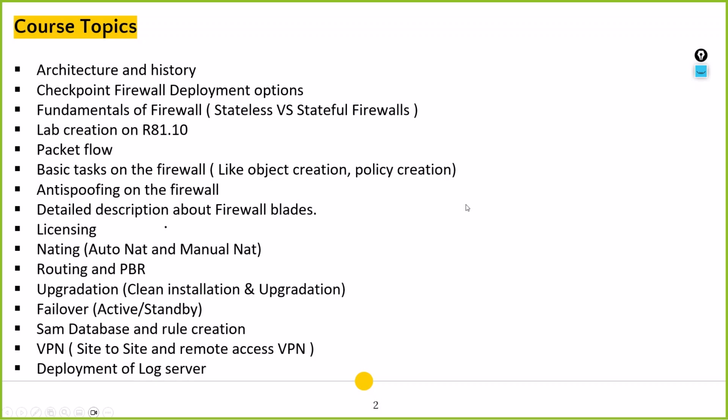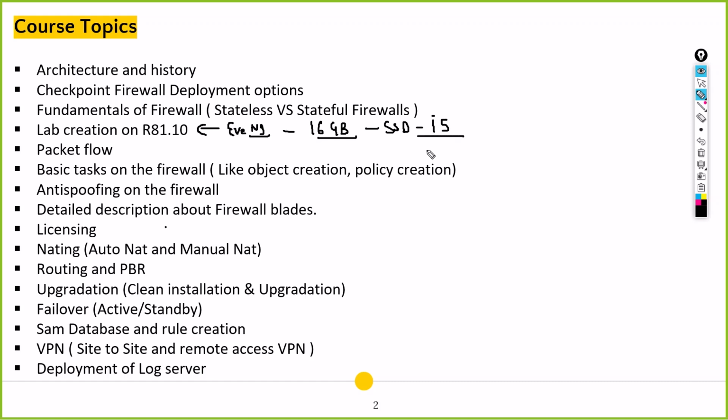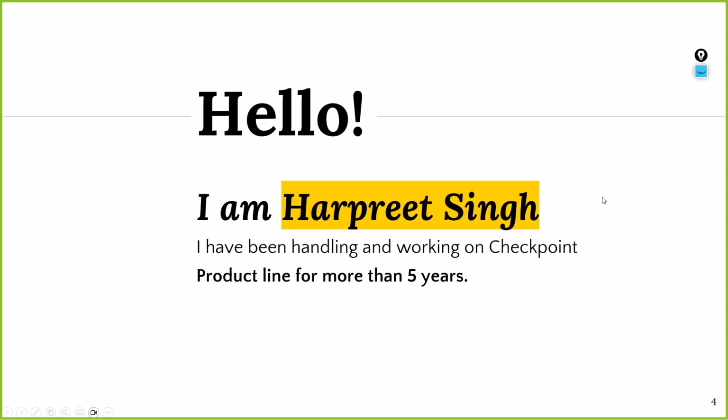I missed one thing on the last page about doing the lab creation. We'll do it on EVNG. For you to practice, I would say you should have at least 16 GB with SSD and i5. You should have at least a server with this configuration. If you have more, you can run more machines, but if you have less, you will face problems.